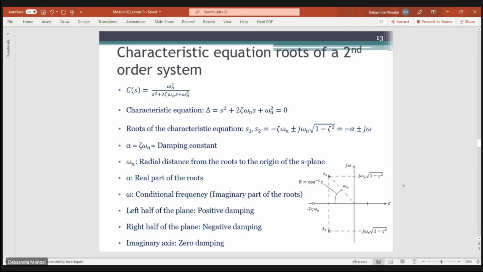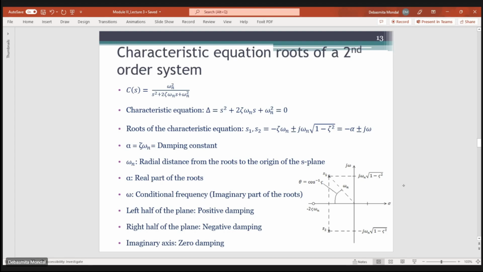In case you have been given a system like this, we can say that the characteristic equation, by definition, is defined as the denominator polynomial of that system. If we equate the denominator polynomial of a system to 0, that is known as the characteristic equation of that corresponding system. It is generally denoted by delta. So the value of delta is s square plus 2 zeta omega n s plus omega n square, which will be equal to 0.